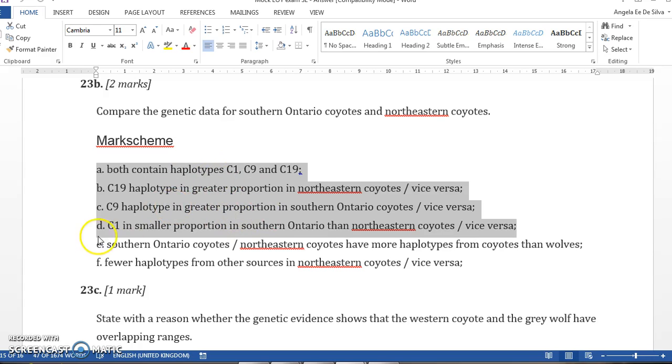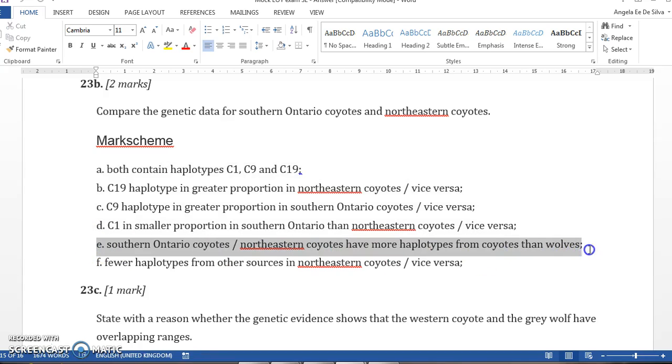However, there are some students who may have a different perspective, and they may mention this. They may say that Southern Ontario coyotes or Northeastern coyotes have more haplotypes from coyotes than wolves. Let's have a look. Southern Ontario and Northeastern coyotes have more haplotypes from coyotes than wolves.